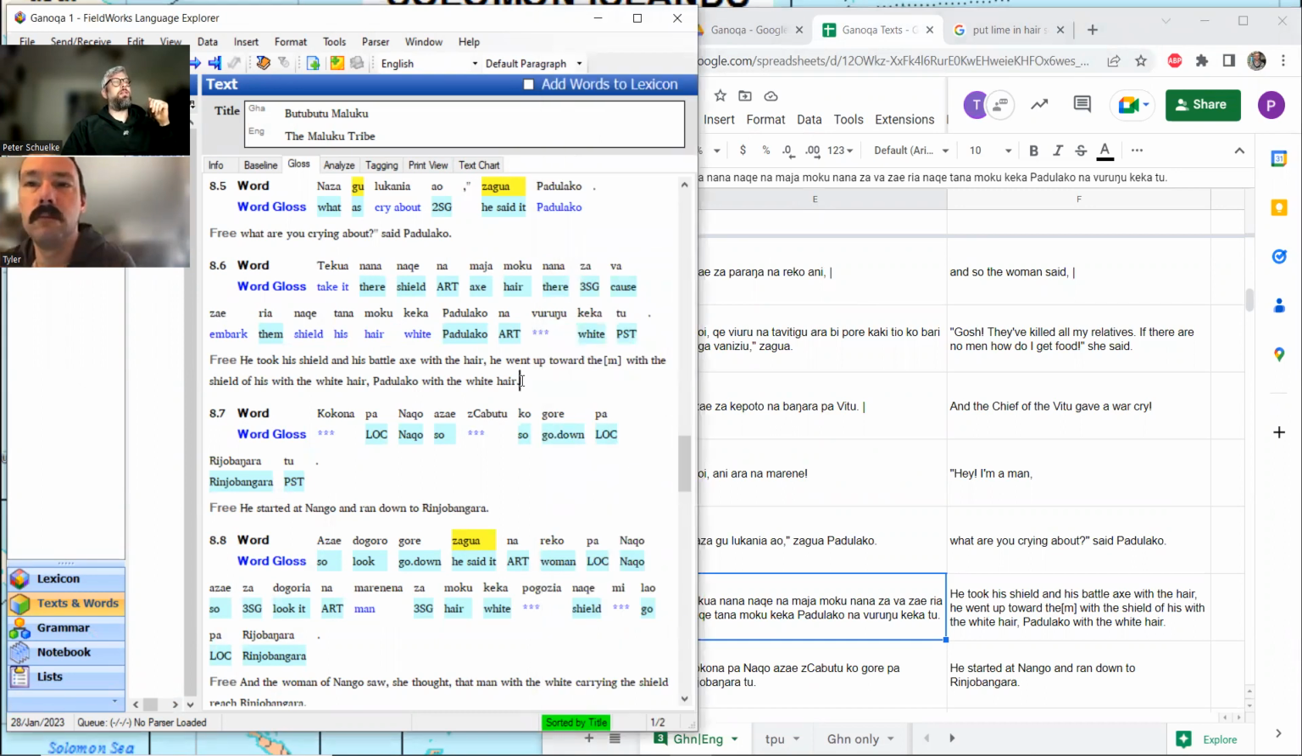So, keka probably means white. Moku probably means something like hair. Vurumu might mean limed hair. That could be, yeah. So I don't know. I'm going to leave Vurumu unanswered for now, unless you want to put human hair or something like this.